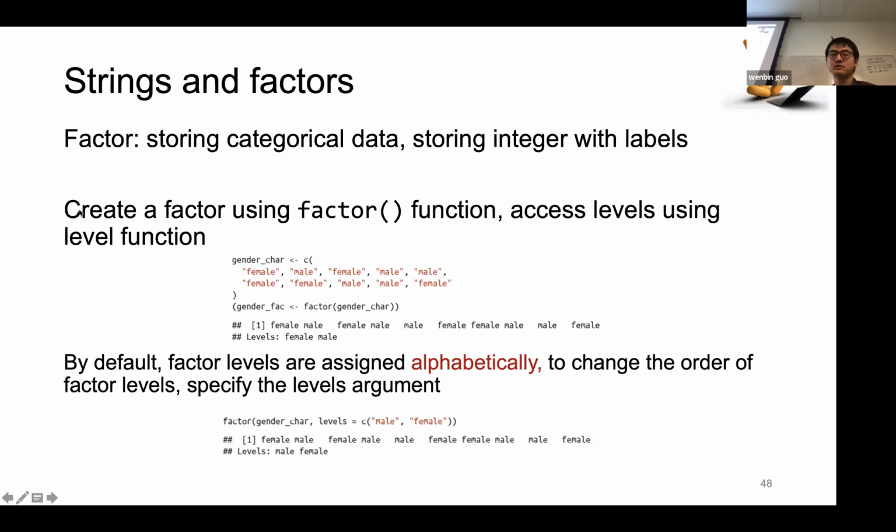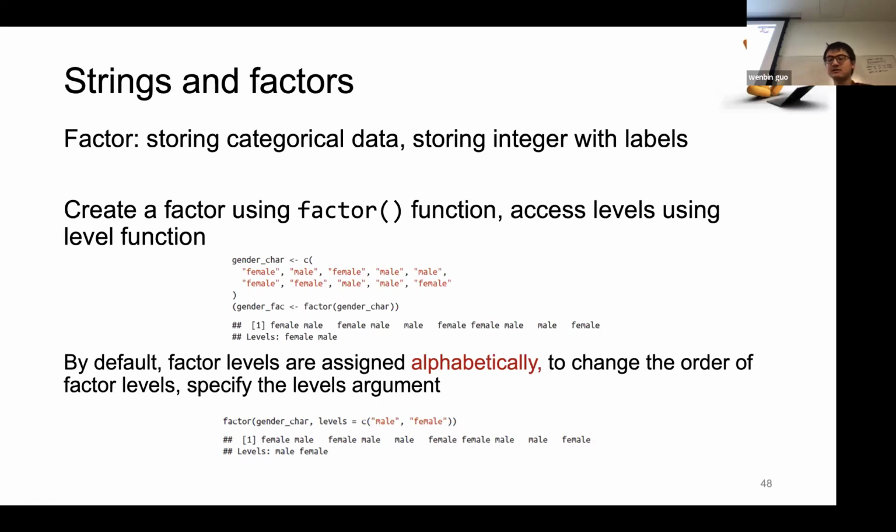Here, to create a factor, you can use the factor function. Here is just a small example. You have male and female, and you factor them. By default, the levels, which is which one ranks first and which one ranks second, correspond to the integers it actually represents. By default, the factor levels are assigned alphabetically, like F is ahead of M, right? So F is smaller and M is bigger. This is the alphabetical order.